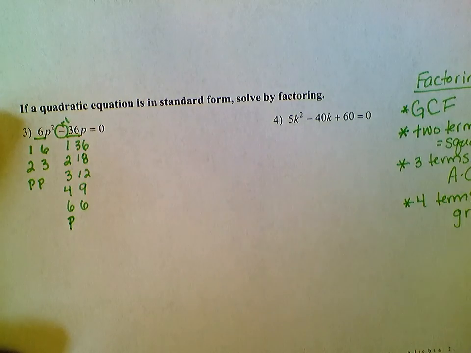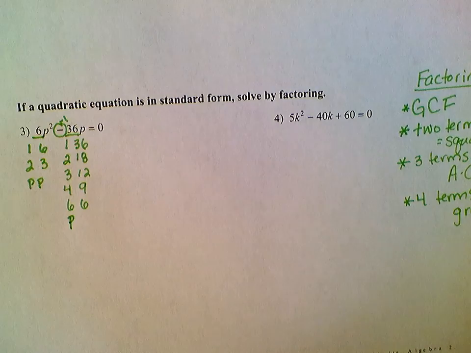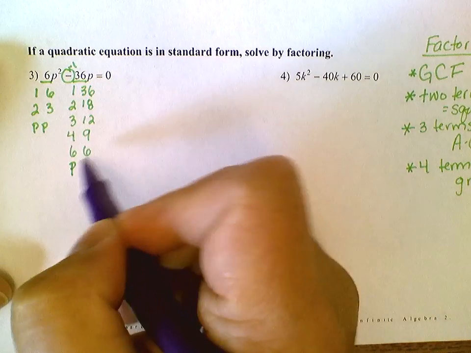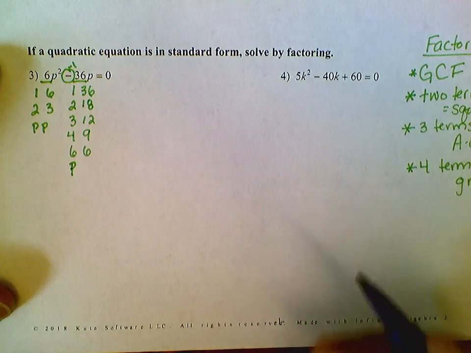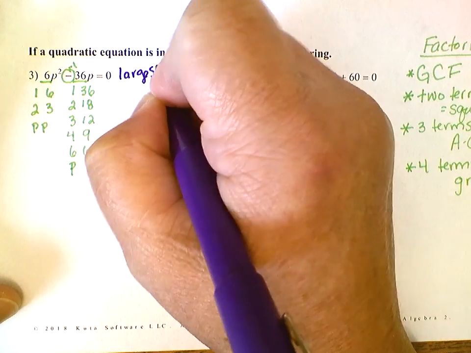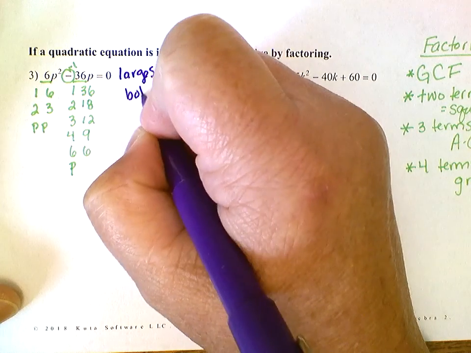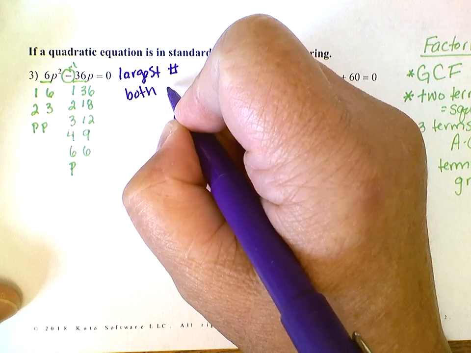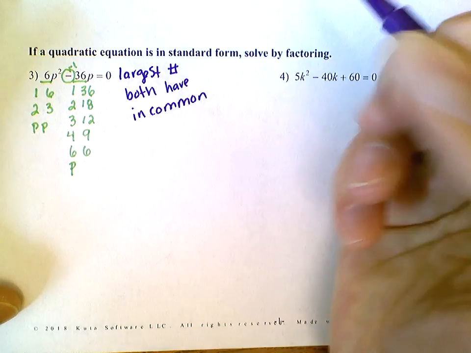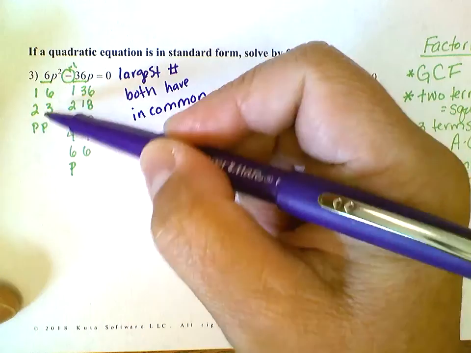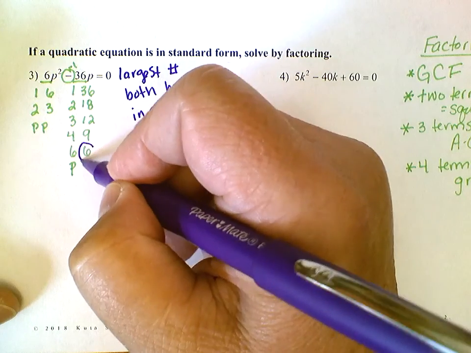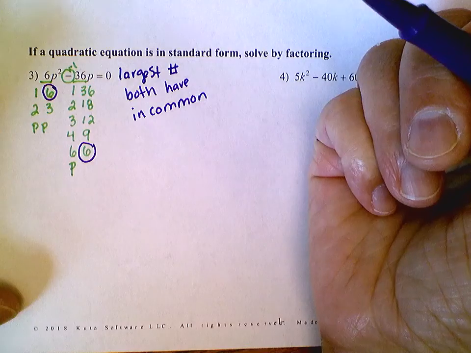So I'm looking for the greatest common factor. What do both of these have in common? And I want the greatest, so I'm looking for the largest number both have in common, or all three if you have three terms. The easiest way to do that is to look at the largest numbers. So 36, obviously there's not one here. 18, no. 12, no. 9, no. But 6, I do have a 6.